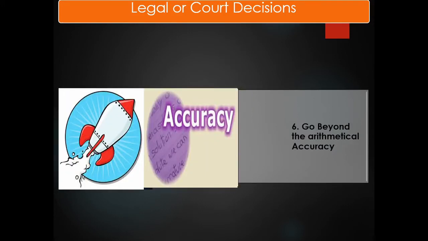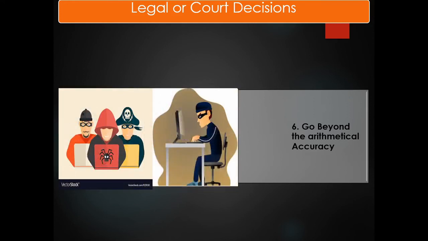Go beyond the arithmetical accuracy. Many times the auditor only checks the arithmetical accuracy. He will check the books of accounts as well as the financial statements of a company, but he will not dig into frauds or scams. There might be more information hidden in the books of accounts that he has to go through to throw light on, even frauds or scams.